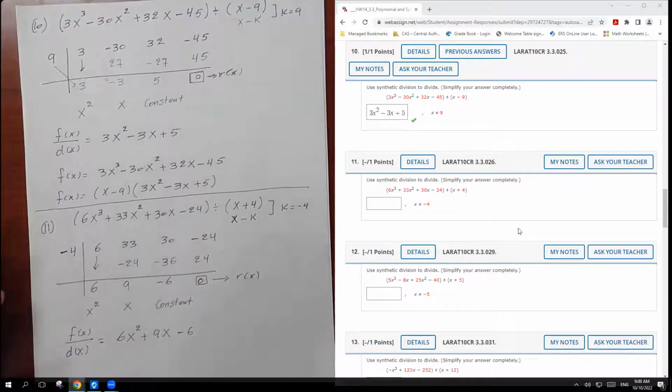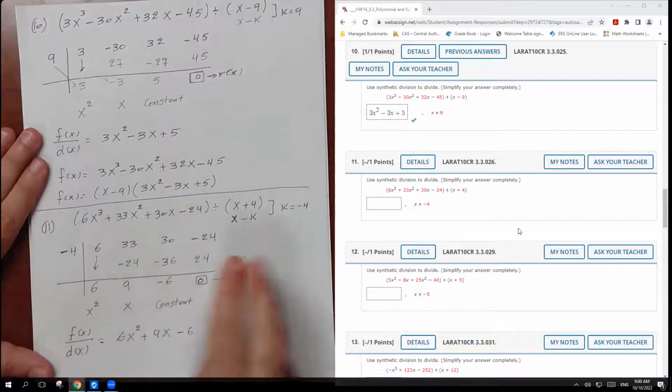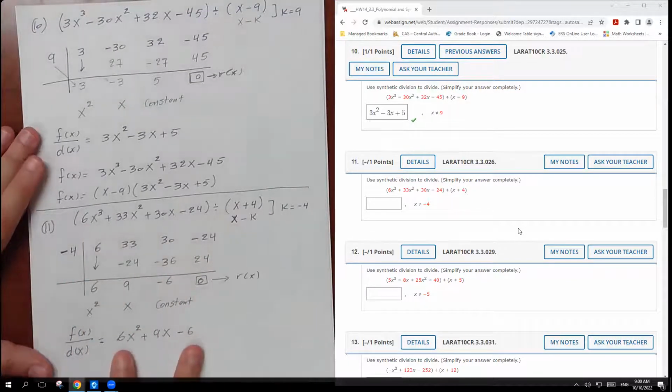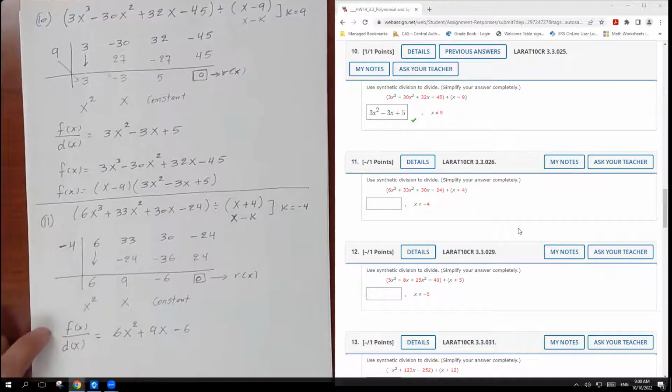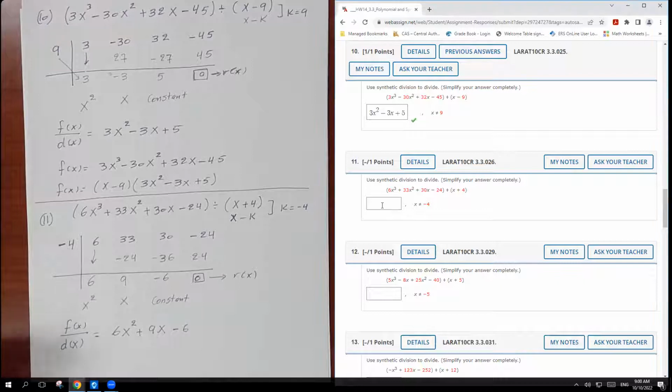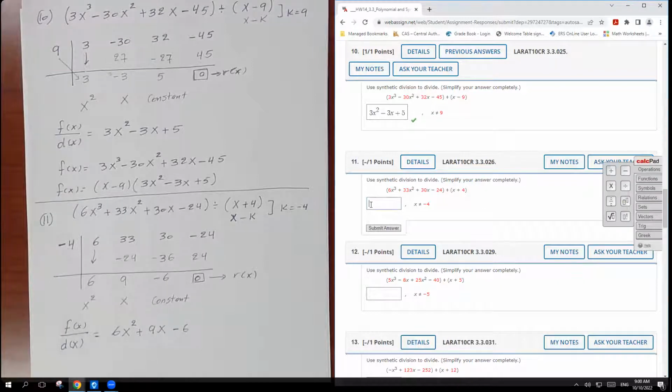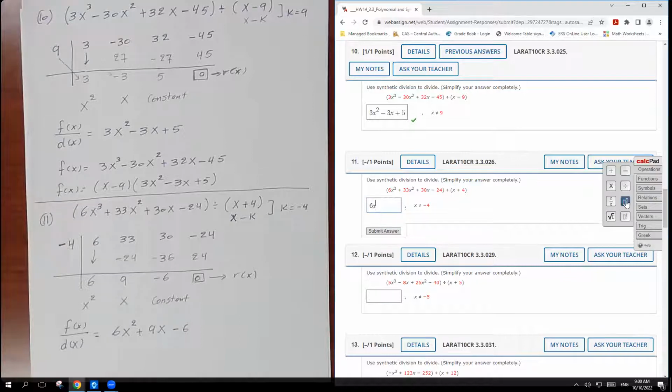So if you want to factor this polynomial, it is going to be this one times this one. And this is easier to factor because it's a quadratic. So let's type this one here. It's going to be 6x squared plus 9x minus 6. That's it for this example.